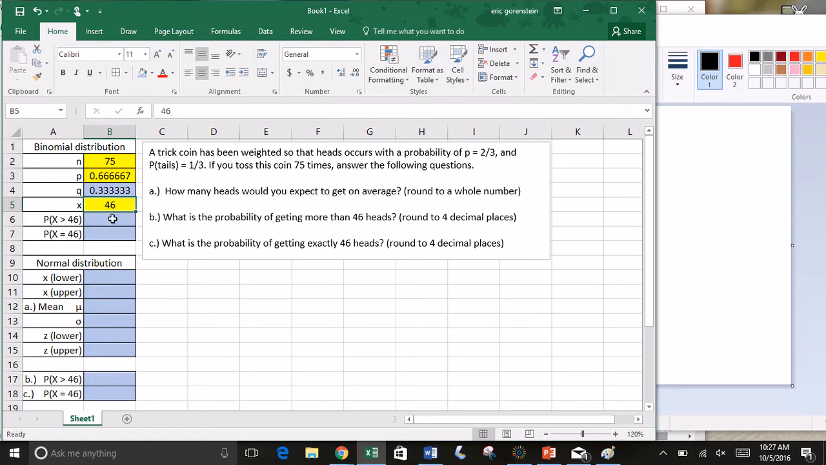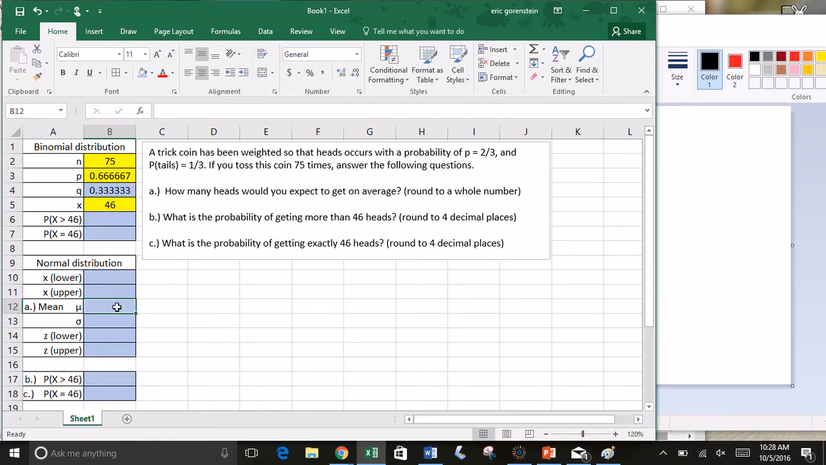Okay, I'll come back to these. These would be the exact values of the binomial distribution. I'll come back to that later. So first, part A, how many heads would you expect to get on average? Well, the number of heads you would expect to get on average is the mean of the distribution, or the average of the distribution. So for binomial distributions, the mean is equal to n times p.